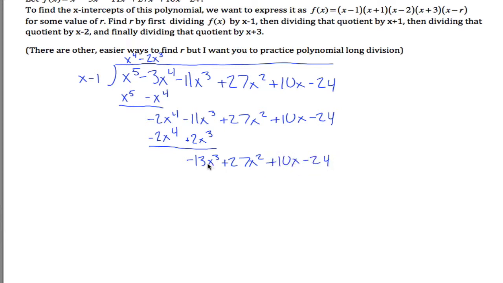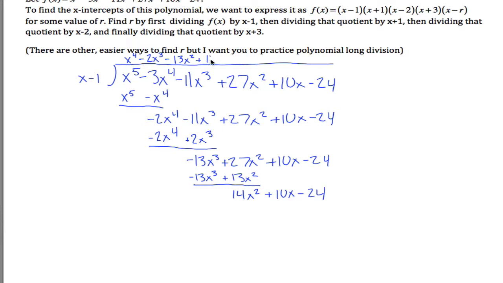And I repeat. I want to get rid of negative 13x cubed. I better put a negative 13x squared up here so that negative 13x squared times x will give me negative 13x cubed. Negative 13x squared times negative 1 is positive 13x squared. And subtract. These cancel out. 27 minus 13 is 14. I want to get rid of 14x squared.